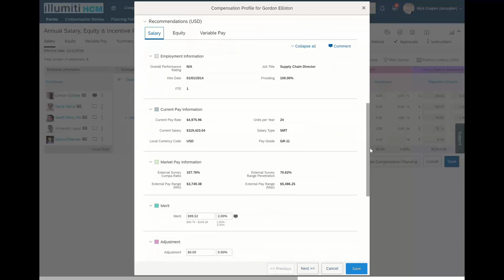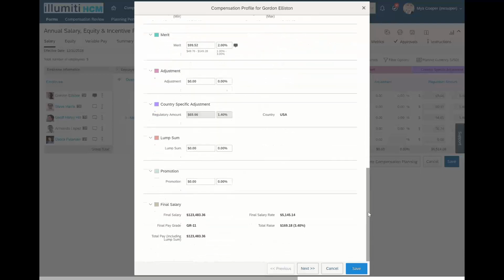Now, as I scroll down a little bit more, I get some of my supporting information. Here's the hire date. Here's my overall proration amounts, my job title, how much I currently get paid as an employee, what that current rate of pay is per pay period. Here's the grade. Here's that compa ratio, the range penetration. So all of my market information. And then scrolling down, I have blocks for each type of award where this particular employee has eligibility.